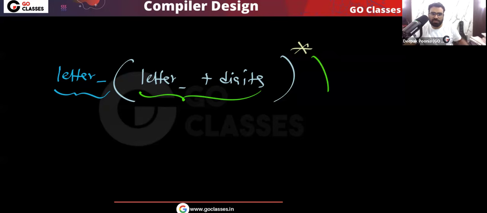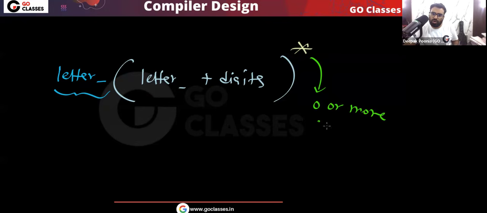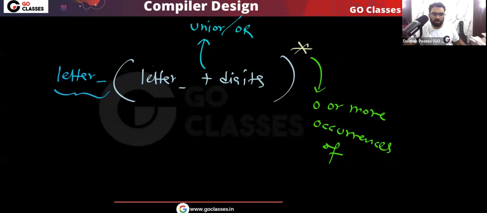This star means zero or more times, zero or more occurrences of. This is what it means. What does this plus mean? This means union, or I can say or. This means or. Very simple. I hope you understood this.